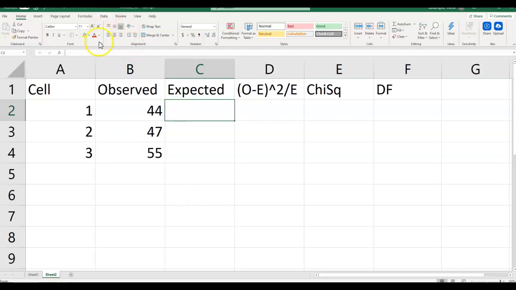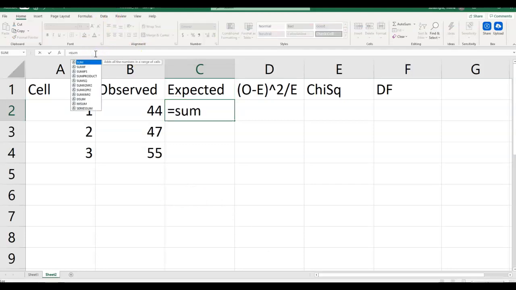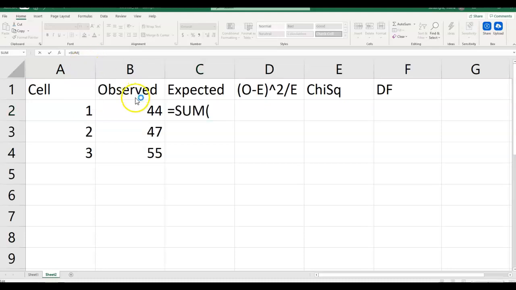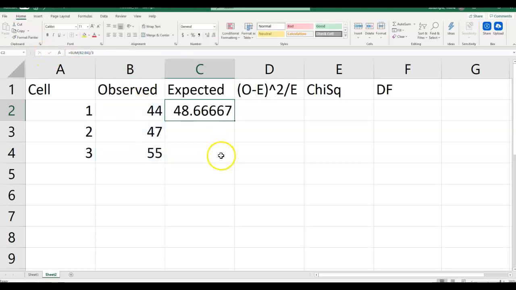In order to calculate that, we need to do something like this, right? Equals sum, the summation of these three numbers, divided by the sample size. That is actually 3, right? Divided by the sample number, that is 3. And let's see how much that is. That's going to be about 48.66.